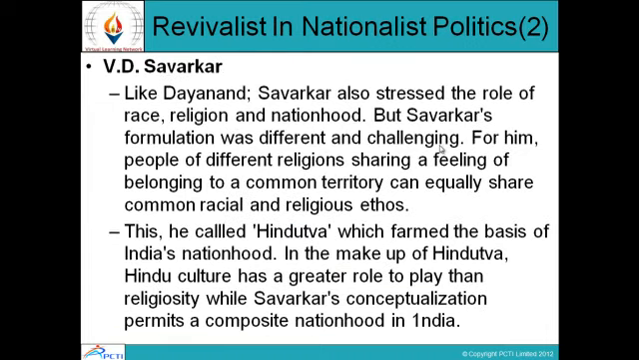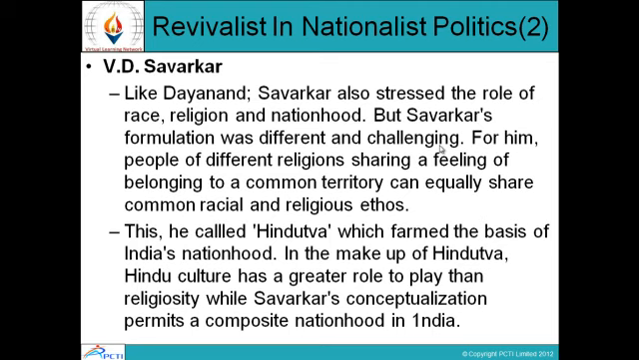V.D. Savarkar, like Dayanand, also stressed the role of race, religion and nationhood, but Savarkar's formulation was different and challenging. For him, a people of different religions sharing a feeling of belonging to a common territory can equally share common racial and religious ethos. People belonging to different religions, different castes, different cultures should have this feeling of belonging to a common territory, of a common country, where they can share their common religious and racial ethos and understanding, and where they can be together. Being from different cultures, they can also be together, having a sense of belonging to a common territory.